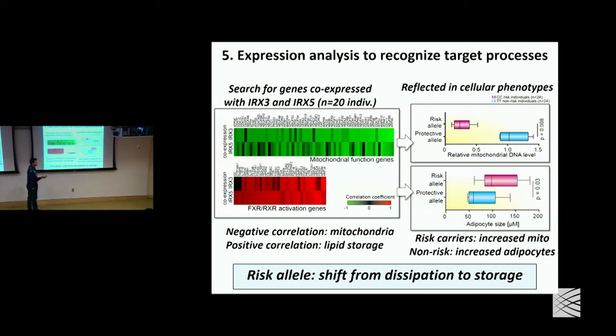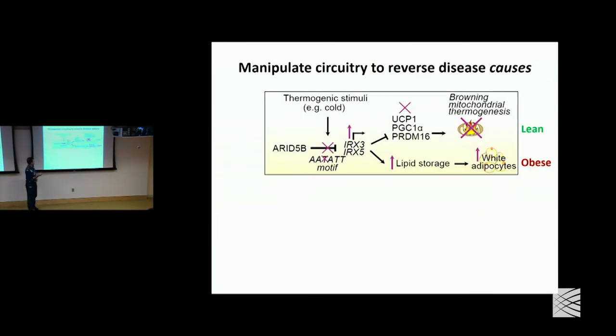And indeed, if you look at the adipocyte size, you find that they have much larger adipocytes in the individuals that contain the risk variant, and they also have much less activity at the mitochondrial level, suggesting indeed that this model is real. So that's our model. Our model basically says that ARID5B normally binds this motif and represses these guys, but when that single SNP happens, these IRX3 and IRX5 target genes get de-repressed and then shut off the thermogenesis process, shifting to white fat cells and storage of lipids, and shifting from lean to obese.